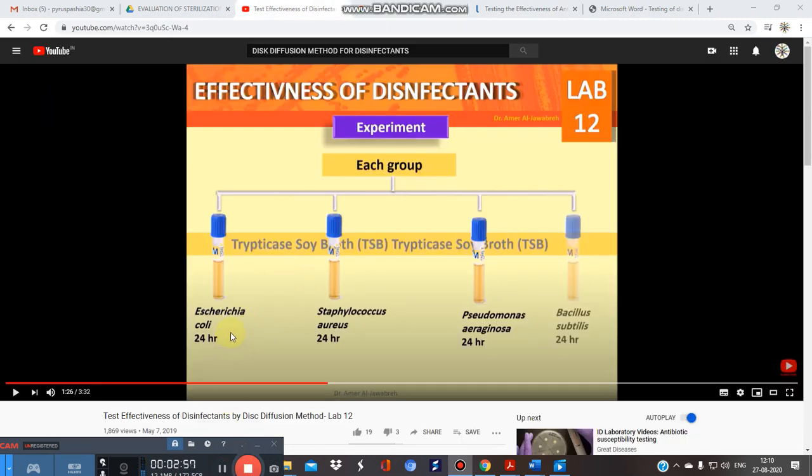So suppose we have taken different microorganisms. In this case, suppose E. coli, Staphylococcus aureus, Pseudomonas aeruginosa, and Bacillus subtilis. And let's see the effectiveness of our disinfectant against these types of microorganisms. So first of all, we will prepare an inoculum of these bacteria. Okay, that is called a standardized inoculum.